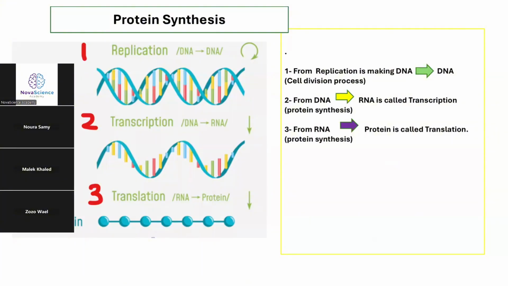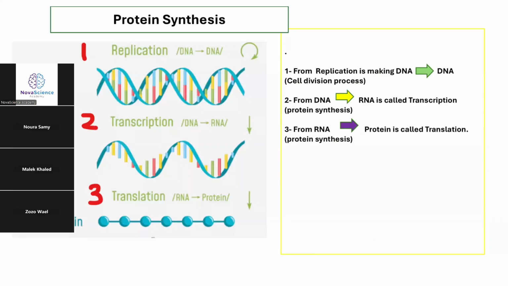If you have a wound, you need to renew your skin. This is happening by mitosis, cell division. So DNA is replicating, making the same copy of the DNA. And then I have the transcription. Transcription happens in protein synthesis, in making protein. The DNA is making RNA.